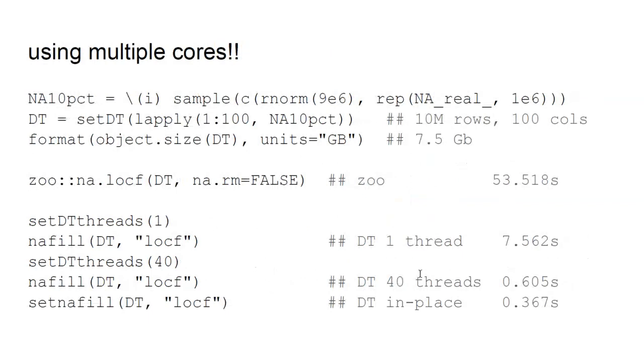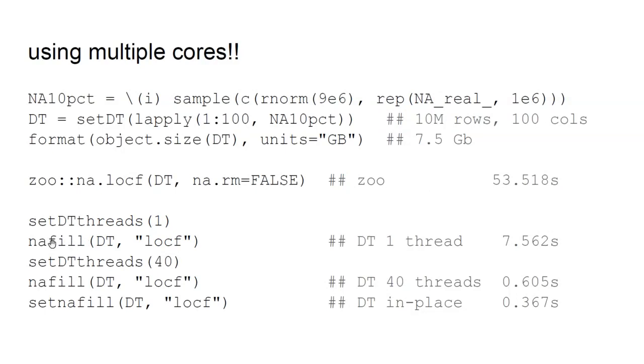Another example is a function meant to fill missing values by using the last observation, or it also supports the next observation. But here we have the last observation. We have 10 million rows and 100 columns. It's 7.5 gigabytes. The most popular package for this purpose is zoo, and using that function, it takes 53 seconds.